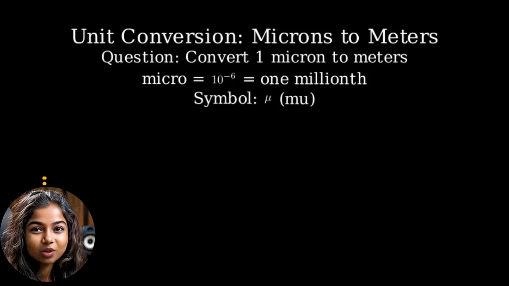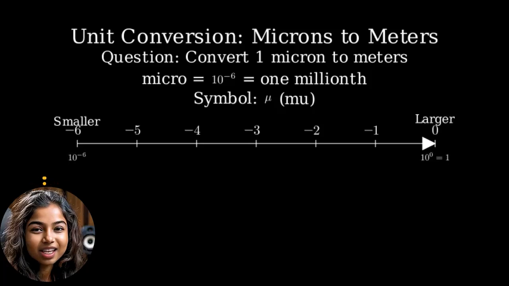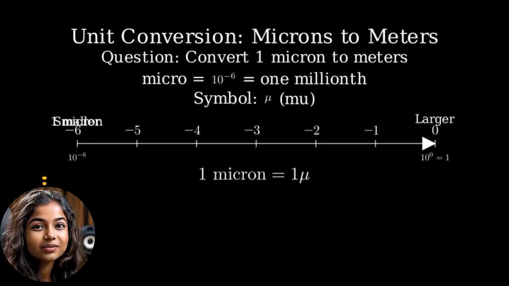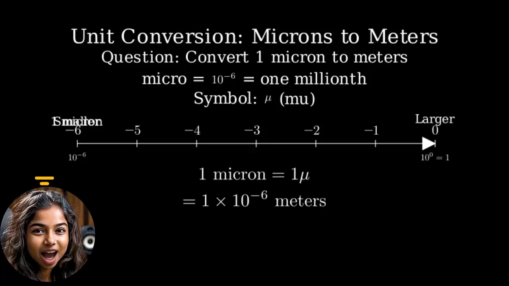Let's visualize this conversion using a number line. The meter is our base unit, and we'll show how microns relate to meters on this scale. 1 micron is much smaller than a meter. It's 1/millionth of a meter. Let's write out our conversion mathematically. We start with 1 micron, which we can write as 1 mu. Since micro means 10 to the -6, we can write this as 1 times 10 to the -6 meters.